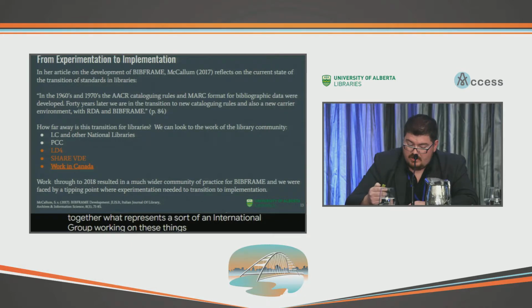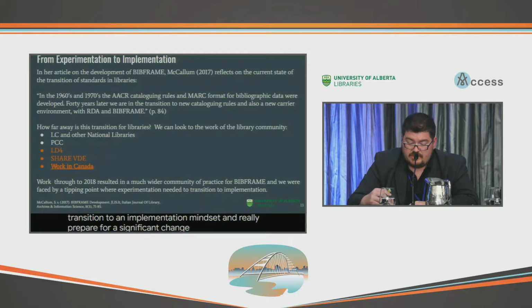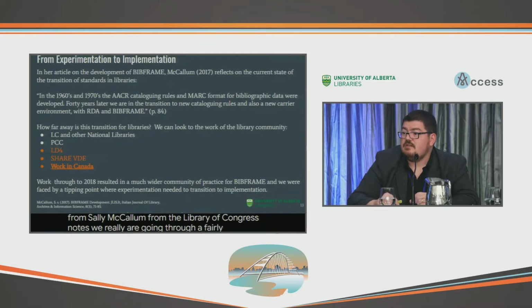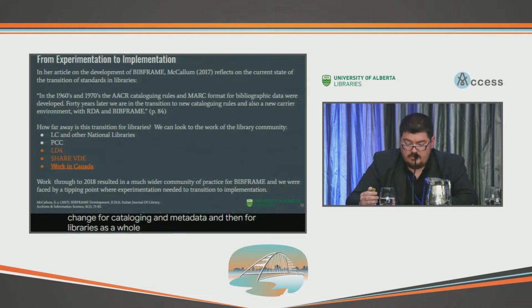So one key theme that has come up over the past few years was a need to transition to an implementation mindset and really prepare for a significant change. As the quotation here from Sally McCallum from the Library of Congress notes, we really are going through a fairly significant change for cataloging and metadata, and then for libraries as a whole. So at UAL, along with work on other teams within our institution, and also looking at BIBFRAME, we reached a point where further engagement required the support of multiple units, institutional backing, and so forth.